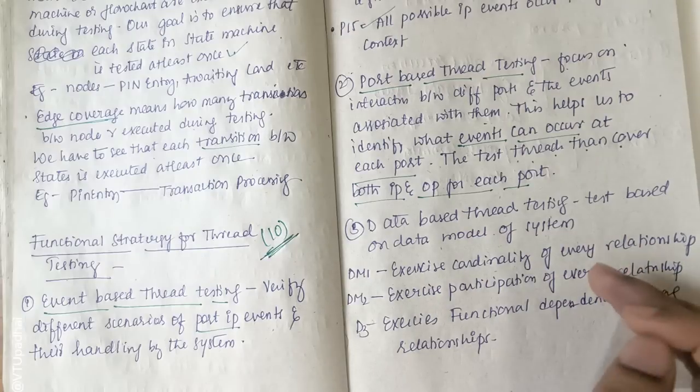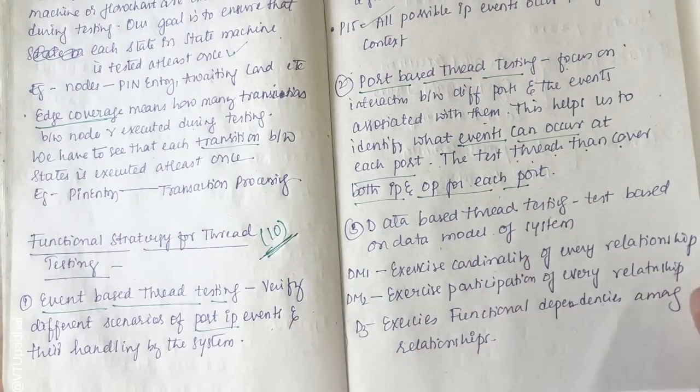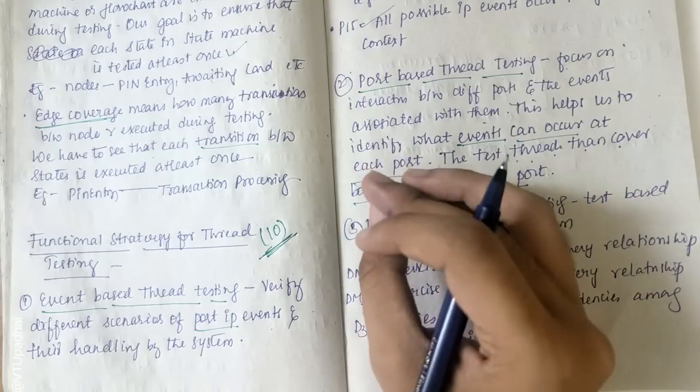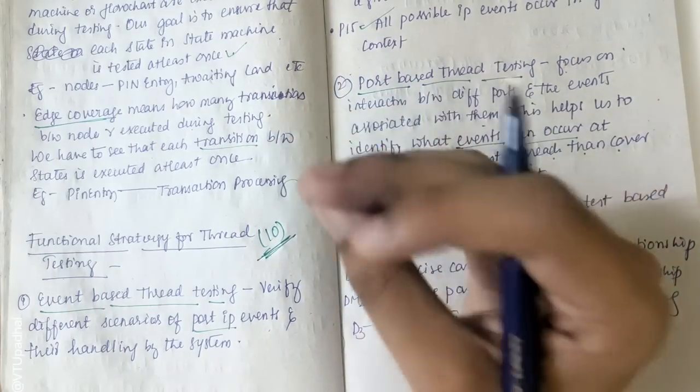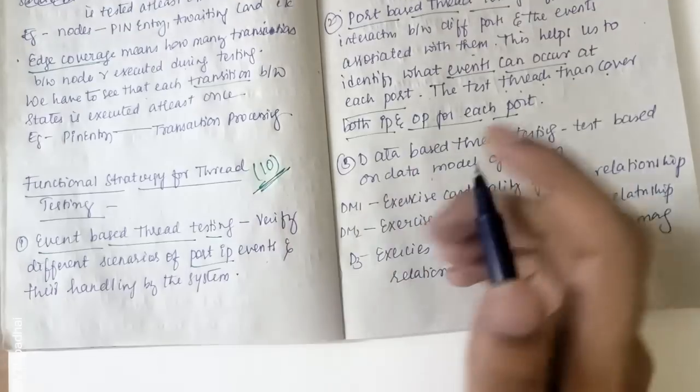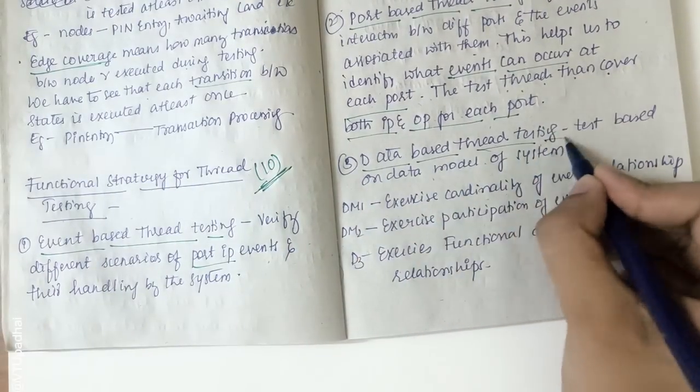Just write a few more points on how port-based thread testing is important. Depending on what port we are accessing, it should work properly. If it doesn't work properly, then an error will be thrown. Something you can fill in. Next, we have data-based thread testing.